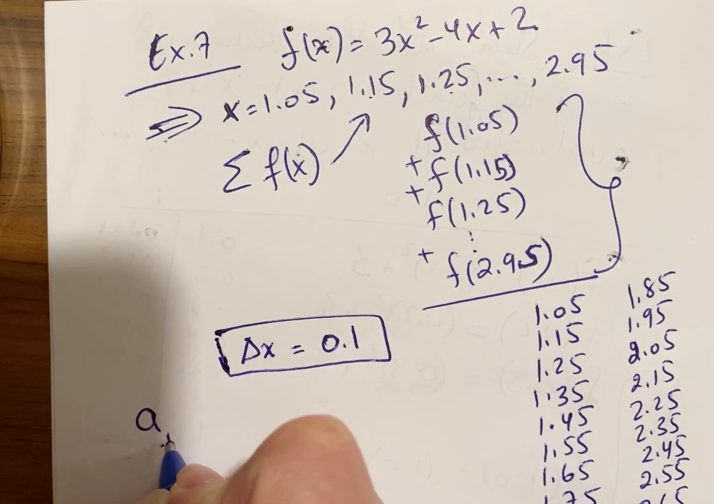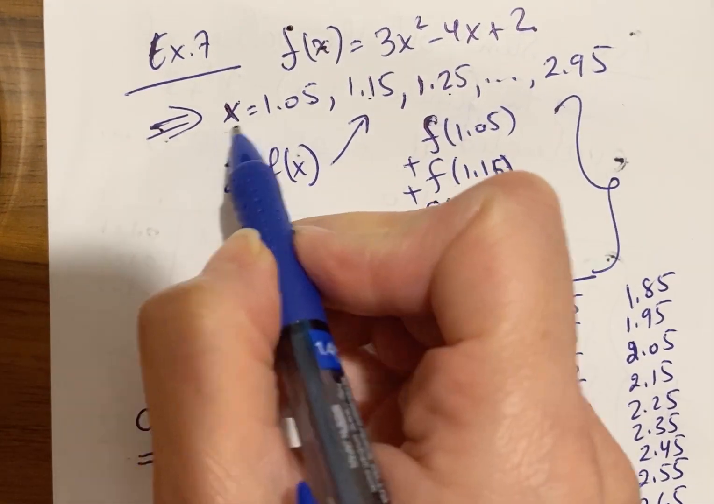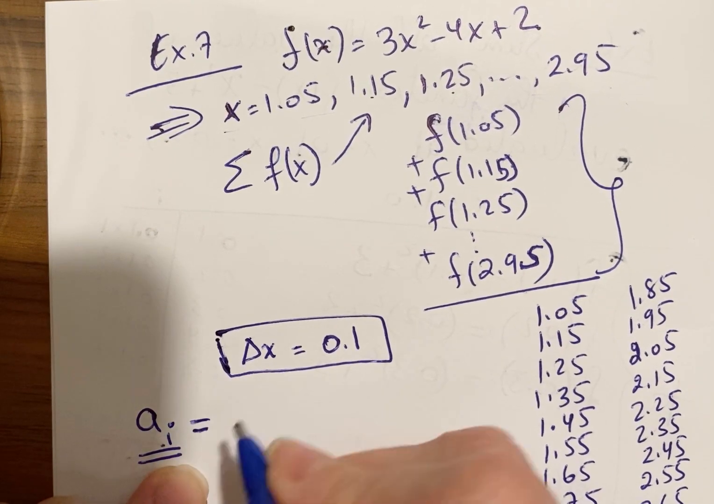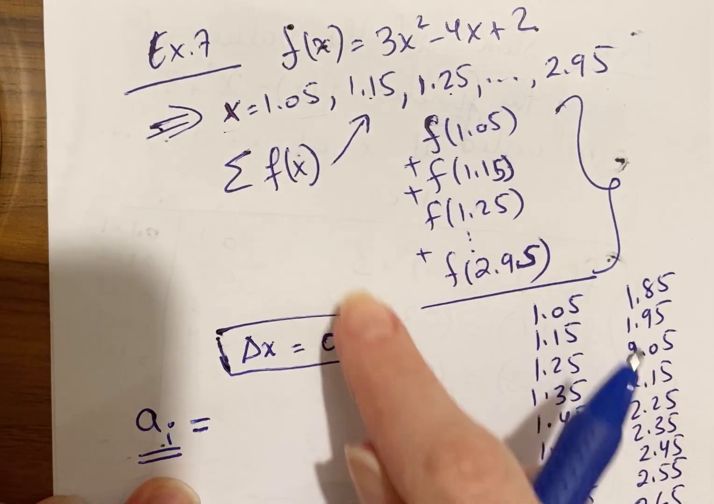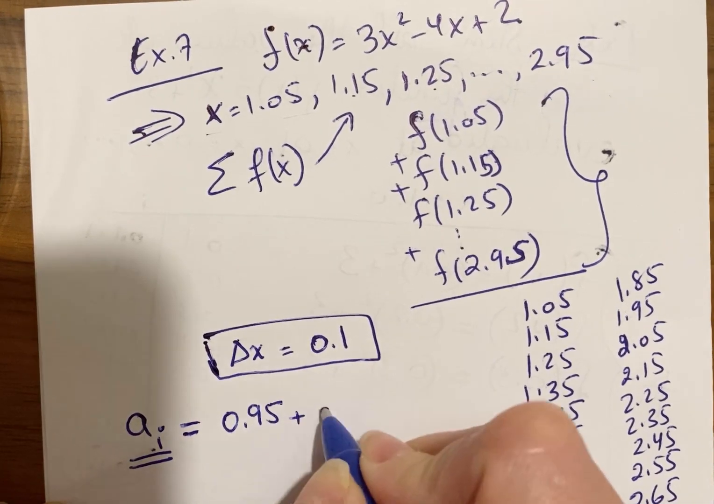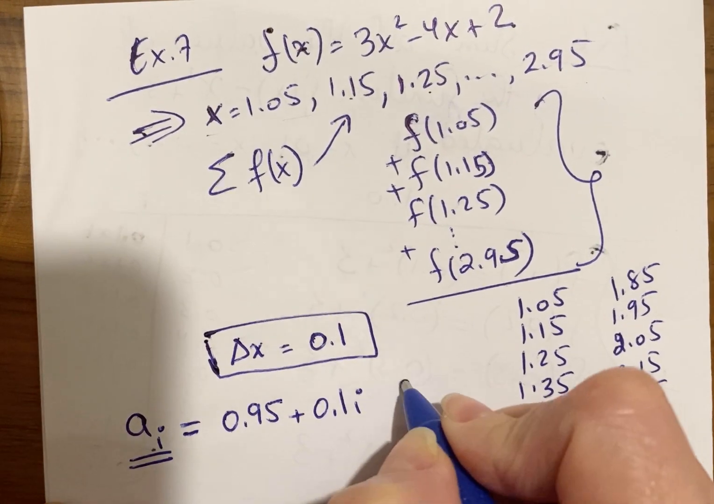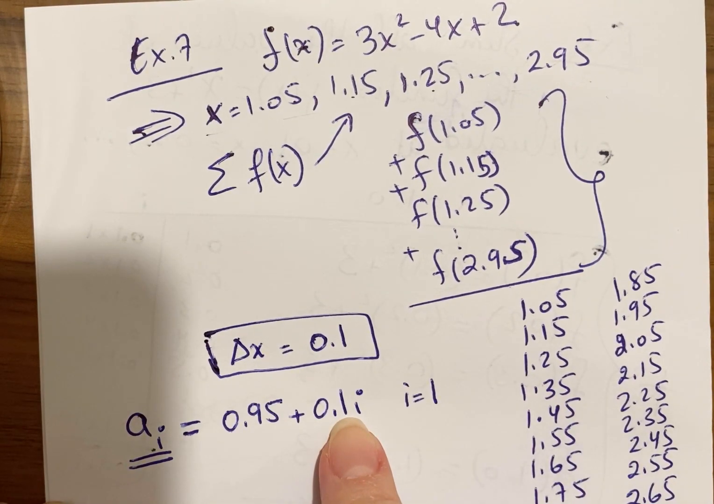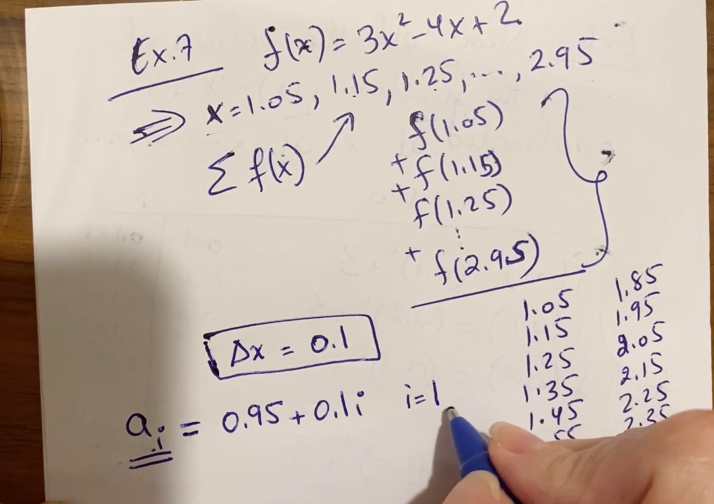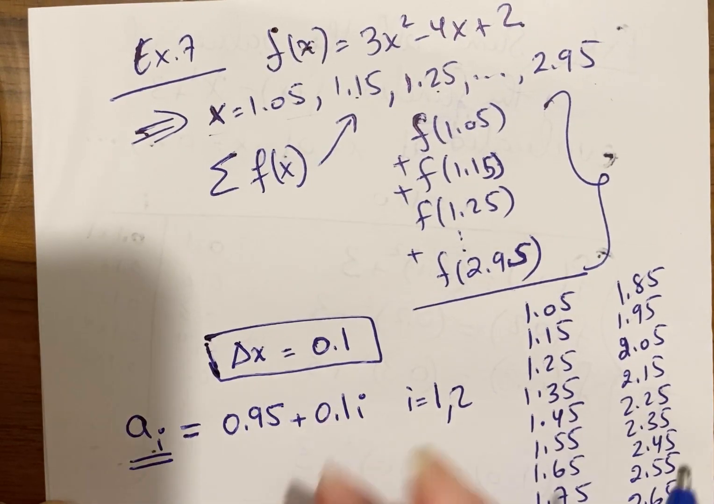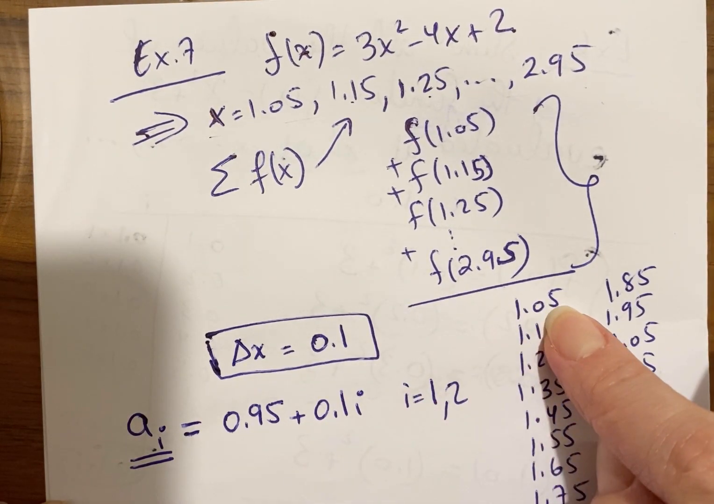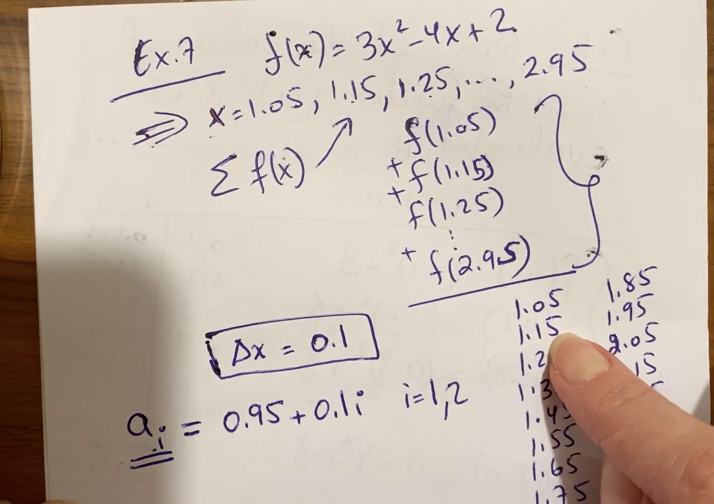See, I can name those x's that I have x i. I notice a pattern. What is the first number that we got? 1.05. To what do we add 0.1 to get 1.05? We start at 0.95 and we add 0.1 times i. When i is 1, you add the first 0.1. 0.95 plus 0.1 gives you 1.05, the first number. When i is 2, you add how many 0.1s? 2 0.1s. The first 0.1 gave me 1.05. When I add the second 0.1, I get 1.15.